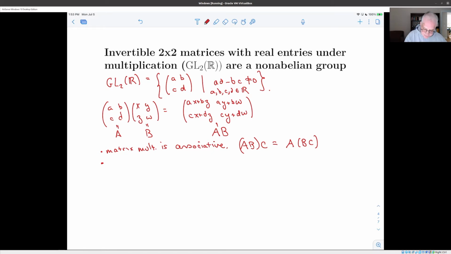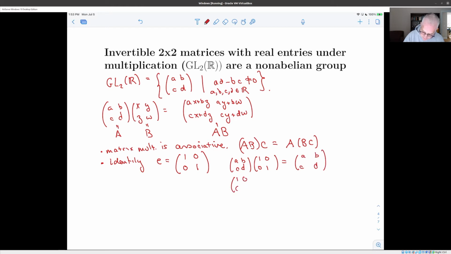Next, we need to know about the identity for this operation. And here the identity is what's often called the identity matrix. It's the matrix 1, 0, 0, 1. Because if you multiply a 2 by 2 matrix A, B, C, D times the identity matrix, you get A, B, C, D. And similarly, if you multiply on the other side, you also get A, B, C, D. So the identity matrix is the identity for multiplication of matrices.